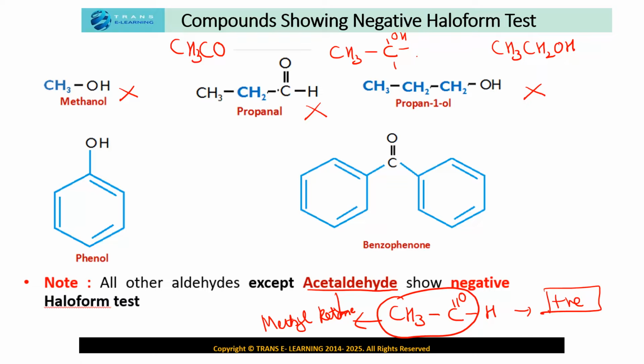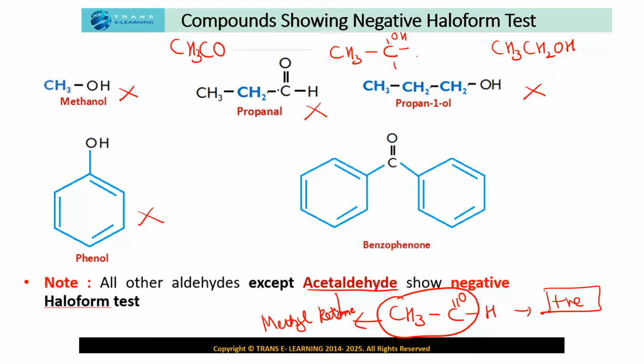Phenol, it is an aromatic compound, but it doesn't have methyl ketone. It is not a secondary alcohol, of course, because it is an aromatic compound or aromatic alcohol, and it is not an ethanol. So it is an aromatic alcohol, phenol. It is not going to show you the haloform test.